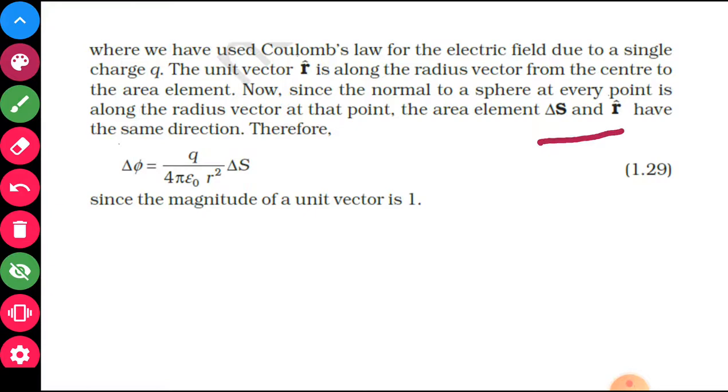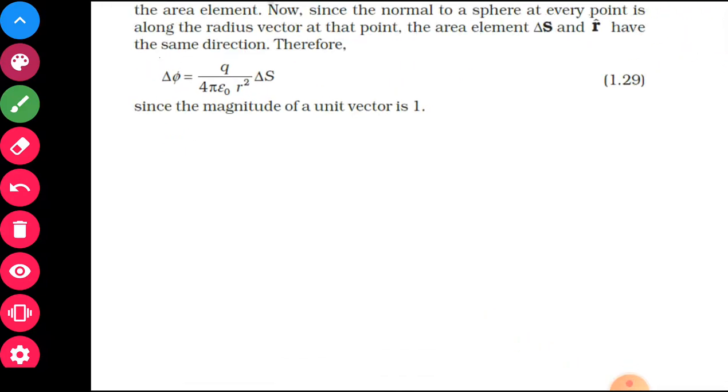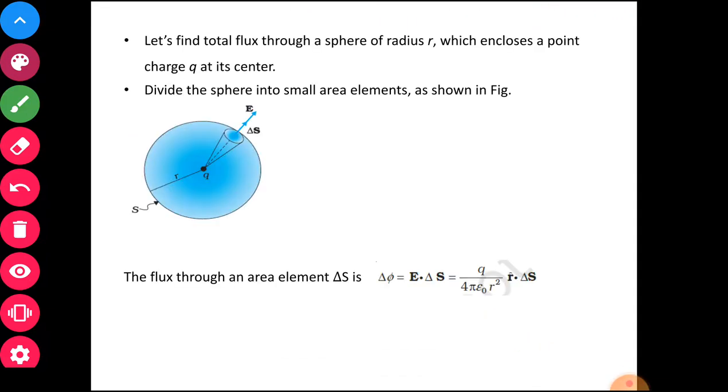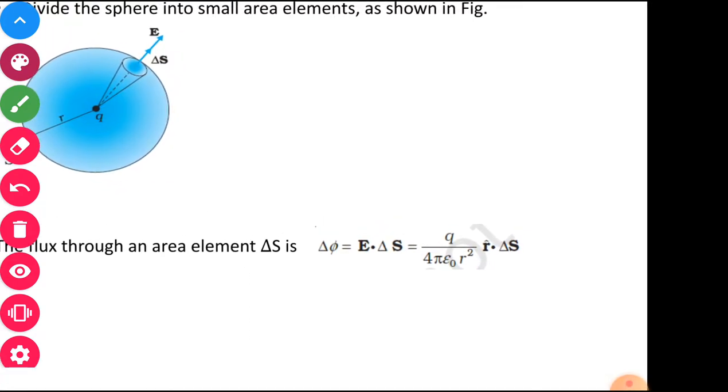When they are in the same direction, the dot product a dot b is equal to ab cos theta, and when two vectors are in the same direction, then theta will be equal to 0. And the magnitude of unit vector r cap, as you know, is 1 unit. So the earlier equation that we have written can be written as follows.